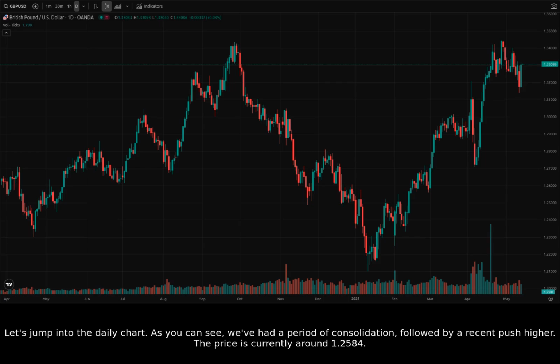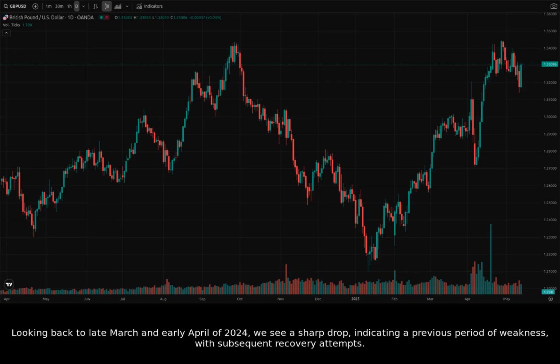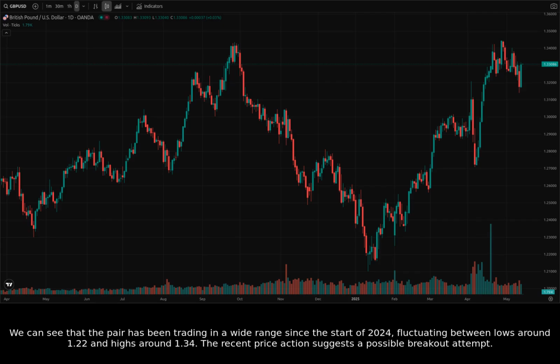As you can see, we've had a period of consolidation, followed by a recent push higher. The price is currently around 1.2584. Looking back to late March and early April of 2024, we see a sharp drop, indicating a previous period of weakness, with subsequent recovery attempts. We can see that the pair has been trading in a wide range since the start of 2024, fluctuating between lows around 1.22 and highs around 1.34. The recent price action suggests a possible breakout attempt.